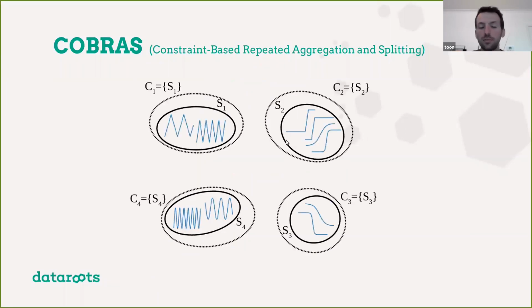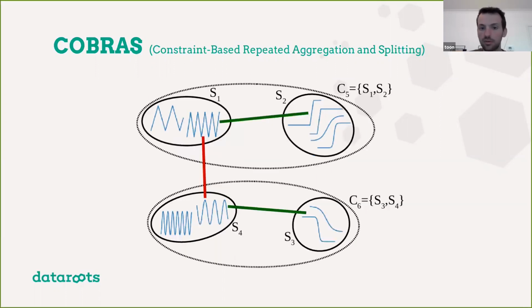So this brings us to the following intermediate situation. We now have 4 super instances, each part of their own partial cluster, and this is the starting point for a COBRAS merging step. This is exactly the same procedure as I discussed before. I'm going to skip through it. And this brings us to the following first intermediate clustering.